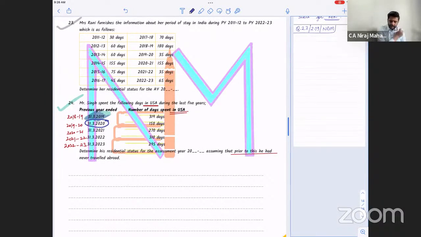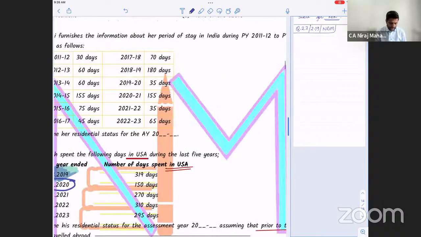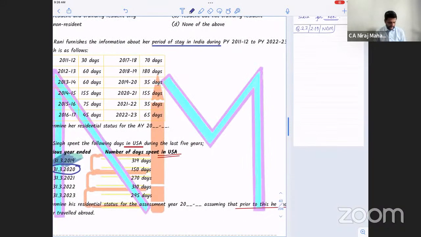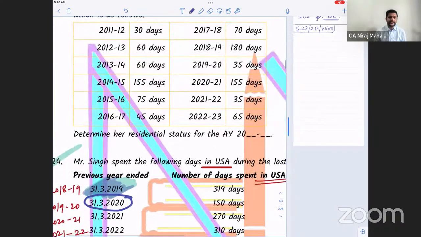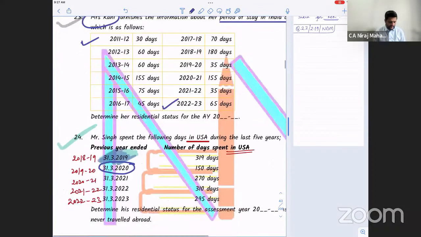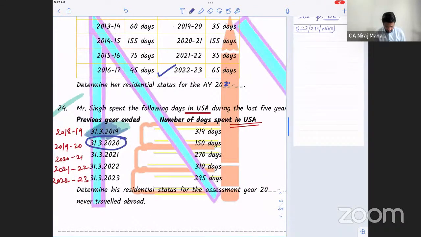Mrs. Rani furnishes information about her period of stay in India. So details of India are given, correct? During the years 2011-12 to 2022-23, it is as follows. Data starts from PY 2011-12 till the current year 2022-23, basically 12 years of data is given to you. It's not something assumed. She never left India or was always outside India. Everything is given for her. Ready? Determine her residence status for AY 2022-23.